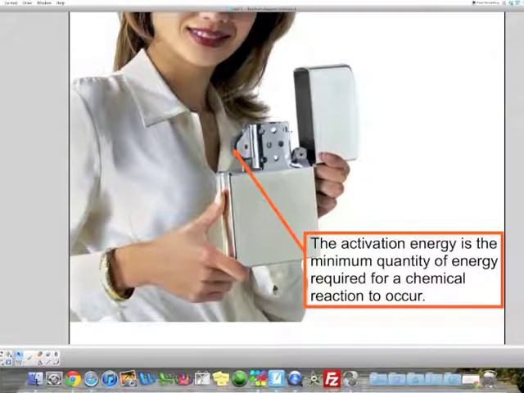If we look at the lighter here, in order to create a flame, it's not just by opening the cap that the flame will appear. No, the lady would need to turn that little wheel here, which will cause friction, and that friction will cause a spark that will start the combustion and will allow for the flame to appear. So that friction gives just enough energy to start the actual combustion. And that little amount of energy that begins the combustion is called activation energy.